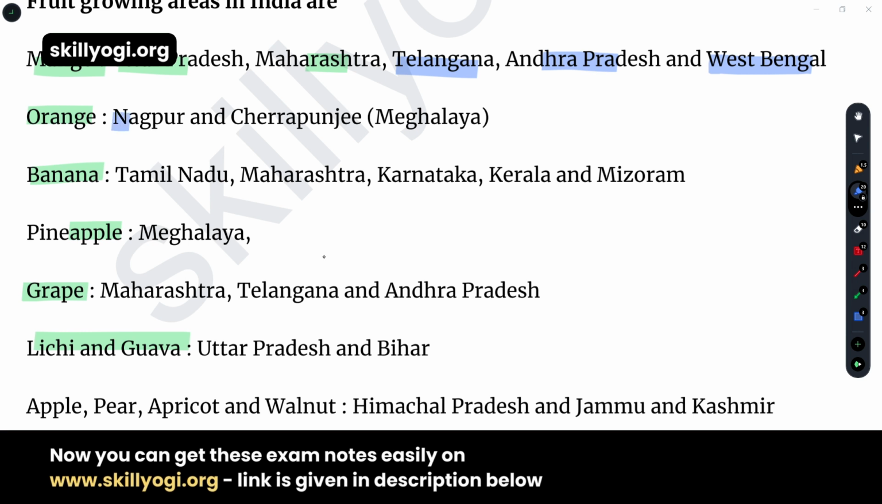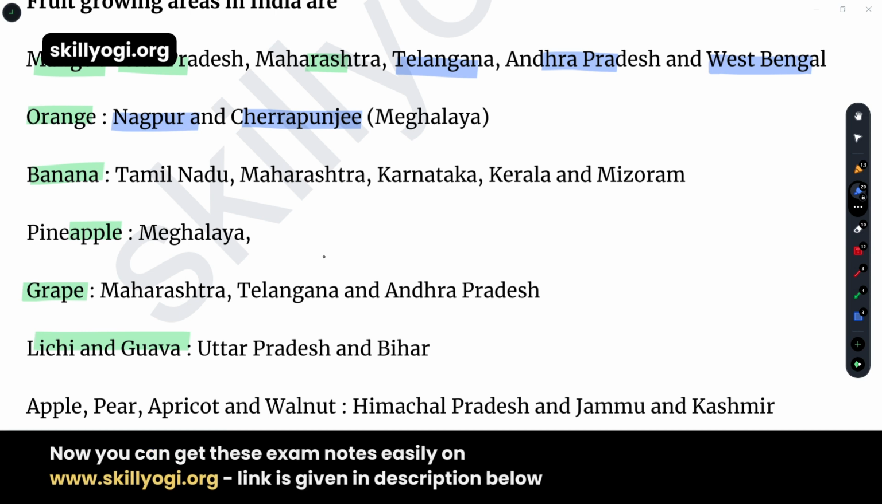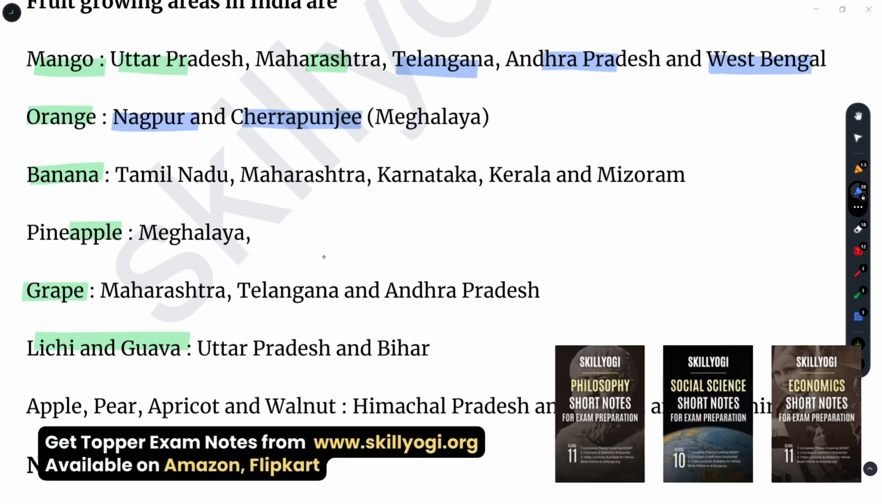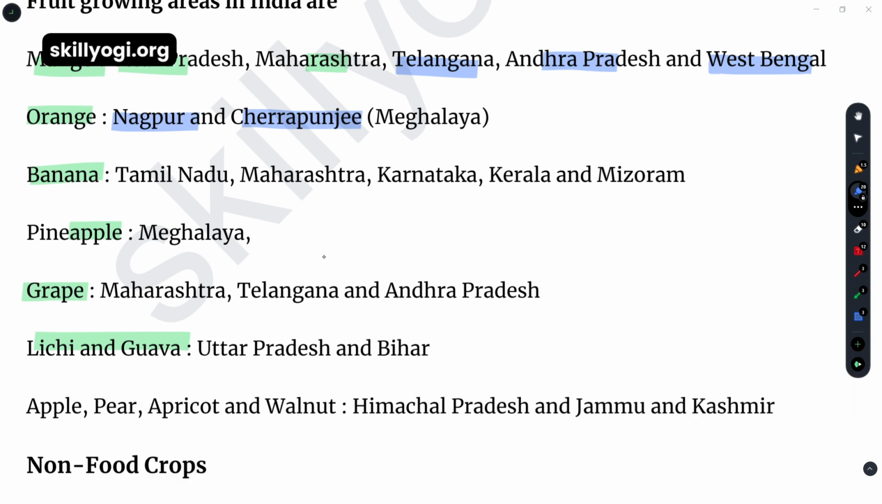Orange is Nagpur. The scientific organization is also located in Nagpur, and Meghalaya, Cherrapunji, where we can have the highest rainfall. You can make a trick to remember those places, because a lot of state names are provided along with the fruit names. So all of you make a trick on your own and remember those place names according to the names of the fruits.